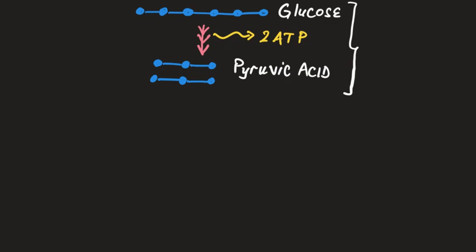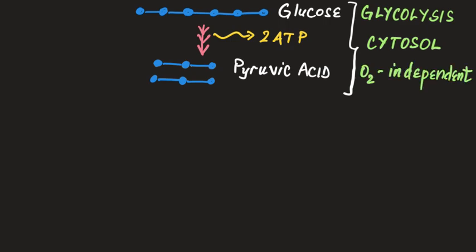The glucose to pyruvic acid phase is called glycolysis and takes place in the cytosol of the cell. These reactions are oxygen independent, and so they are said to be anaerobic. This phase is said to be anaerobic.